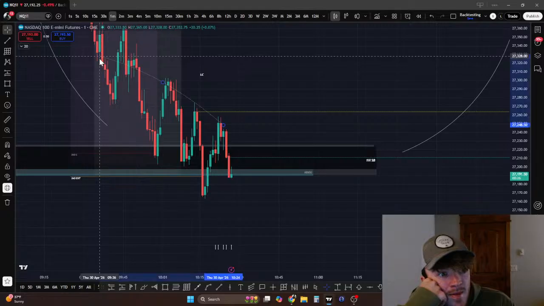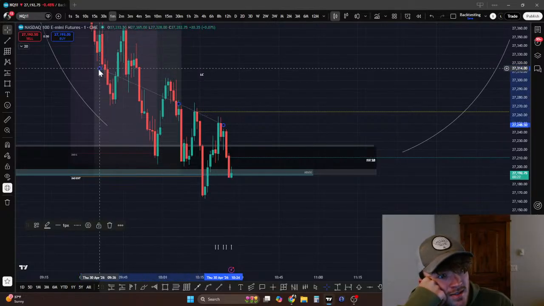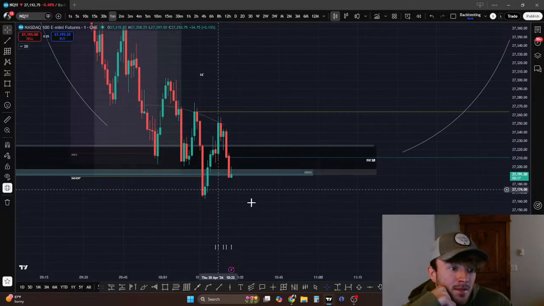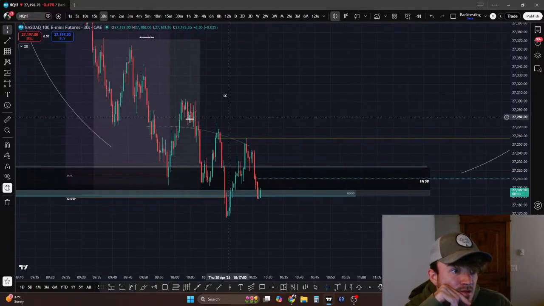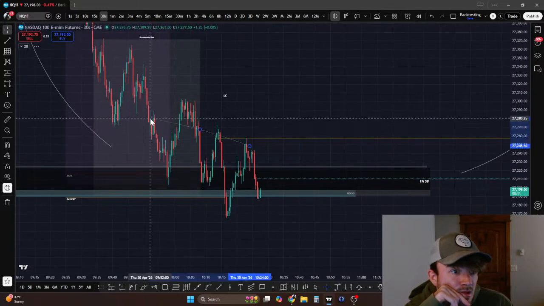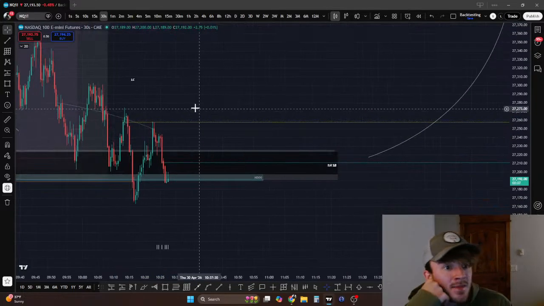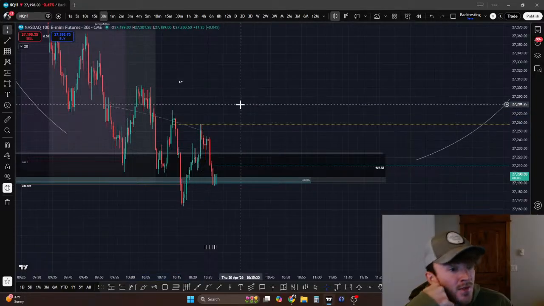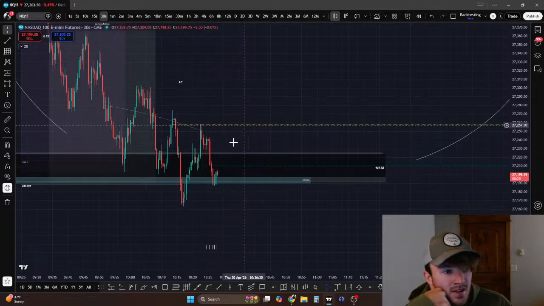So I feel like time and price are almost aligned, but just not yet. But it's getting there. It's getting closer. Once again, I'm going to be patient. I don't think it's going to be until after the 90-minute true open forms. That's just kind of what I think.